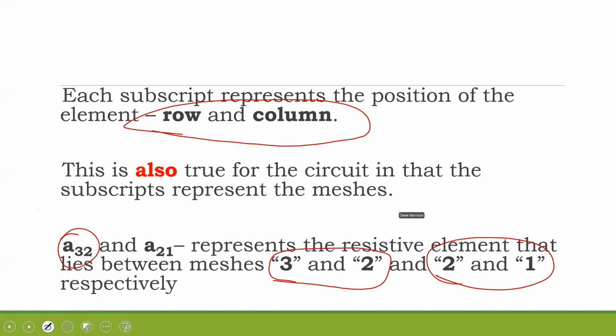Let's take that, and then look back at the circuit and determine whether or not what we are saying here is correct.